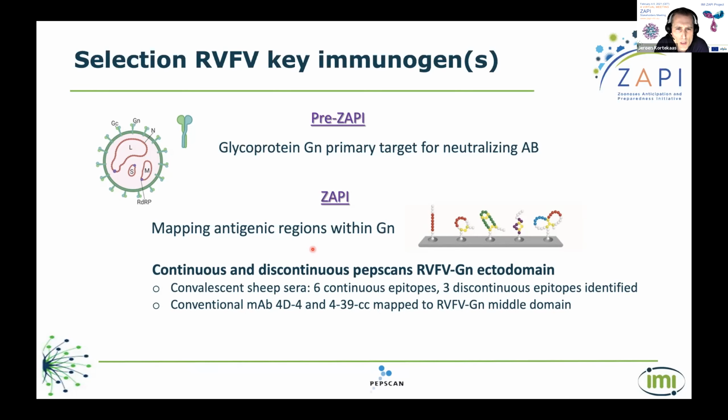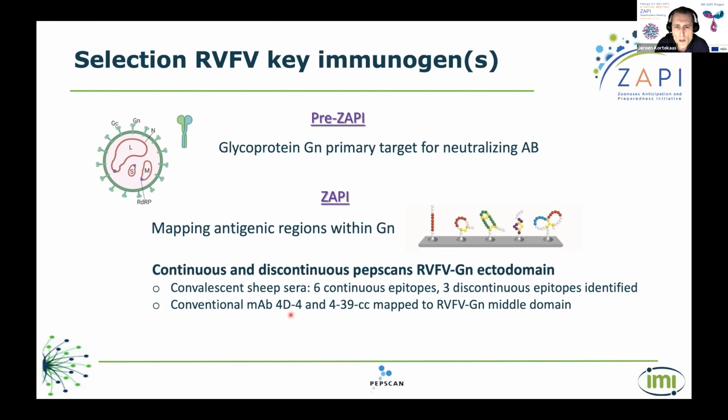And for this, we used a PEPscan analysis, where we use linear peptides, but also peptides with loop structures, to find linear epitopes, but also discontinuous epitopes. And we used sheep sera, from sheep that have been infected by the virus and that have convalescent sera. So if sheep survive, they develop very good neutralizing antibodies. Using those sera, we were able to identify 6 continuous epitopes and 3 discontinuous epitopes in the GN ectodomain.